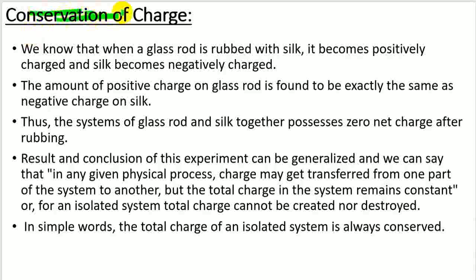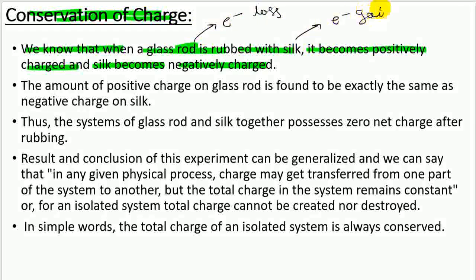Next, conservation of charge. We know that when a glass rod is rubbed with silk, the glass rod becomes positively charged and the silk becomes negatively charged. What is the reason? Already you know about this experiment from the previous video. The glass rod loses a few electrons, so it gets positive polarity. The silk cloth gains the same number of electrons, so it gets negative polarity.